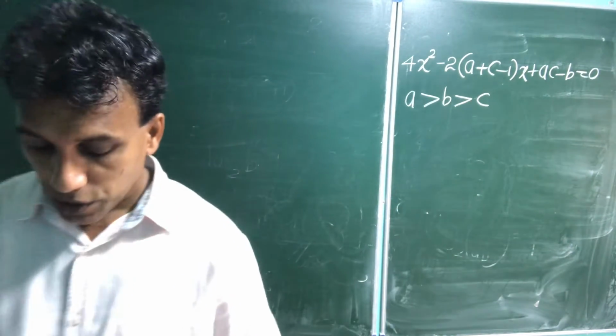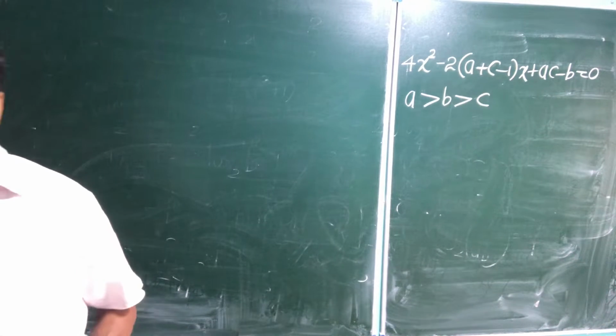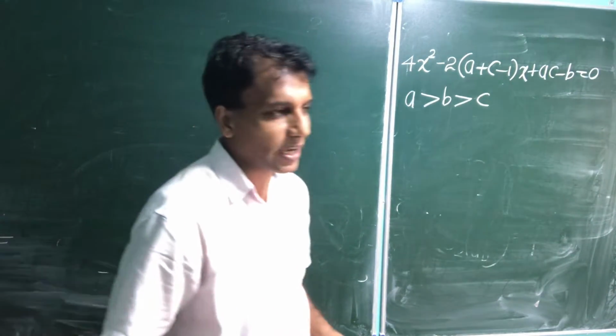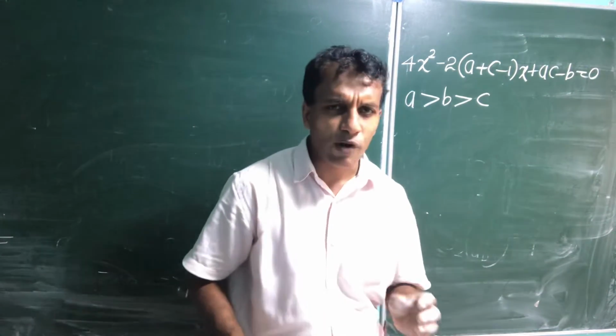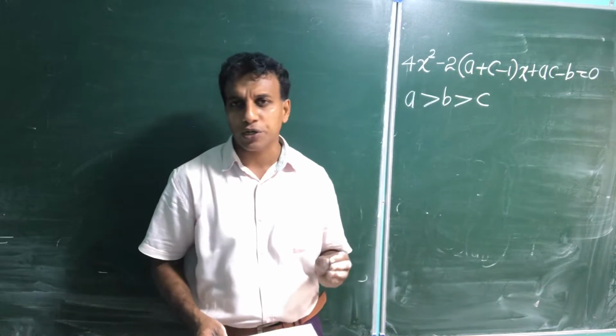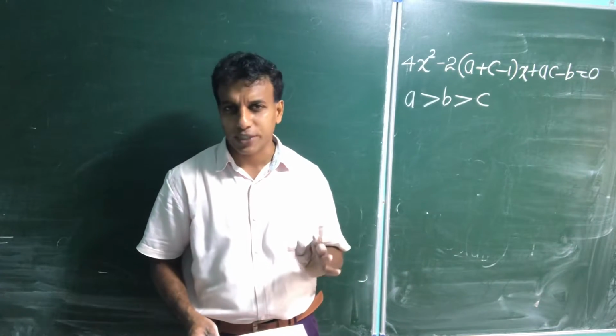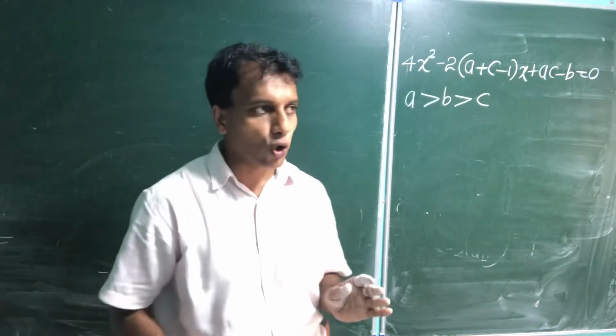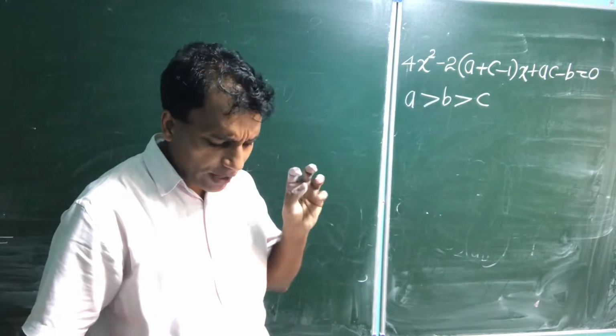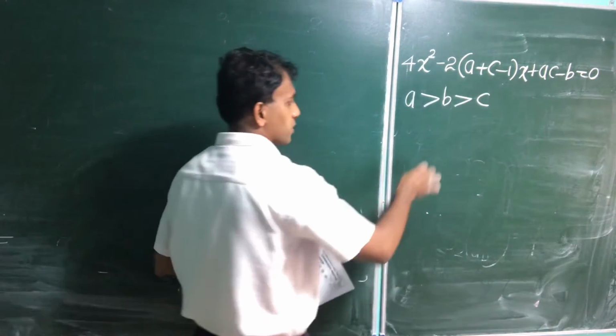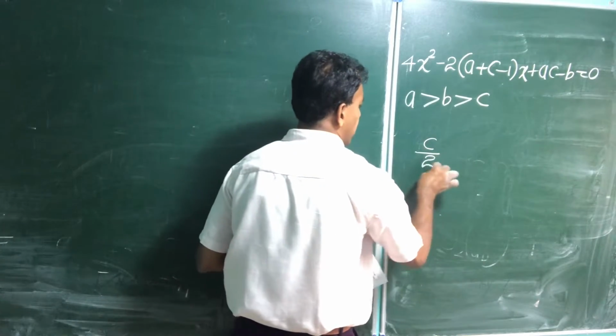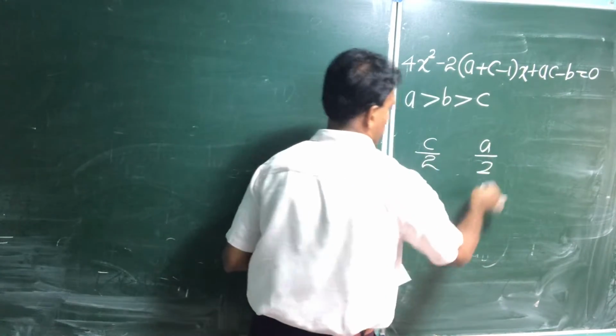Show that exactly one of the roots is between c by 2 and a by 2. That's an important question of this type. Every quadratic equation has two solutions, two answers. Show that exactly one of the roots is between c by 2 and a by 2.